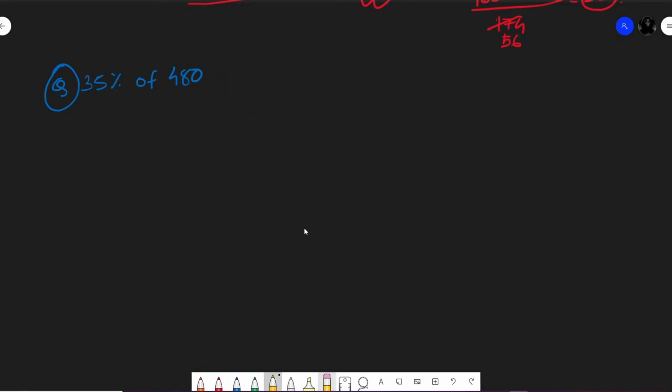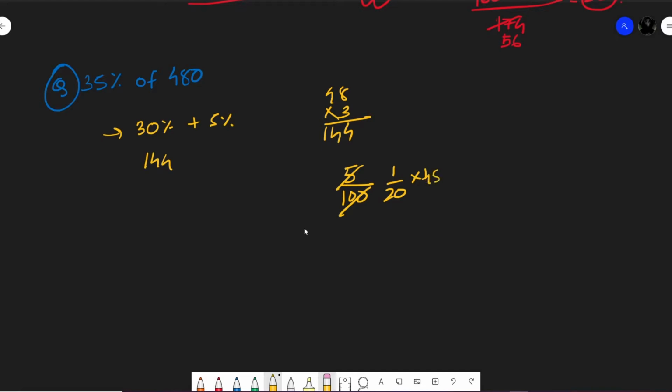I guess you have done it. What is the approach? As previously, 30% plus 5%. Now what is 30%? 48 into 3, you will get 144, right? So 30% is 144. And what is 5%? 5 by 100 means 1 by 20 into 480. What is 1 by 20 into 480?